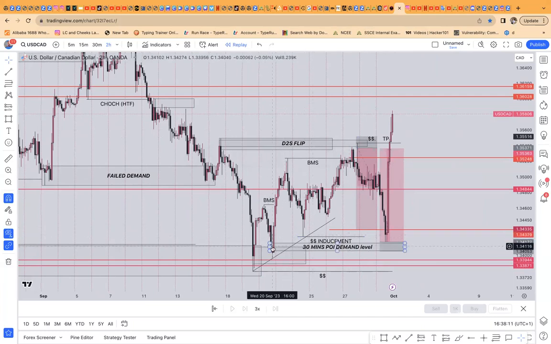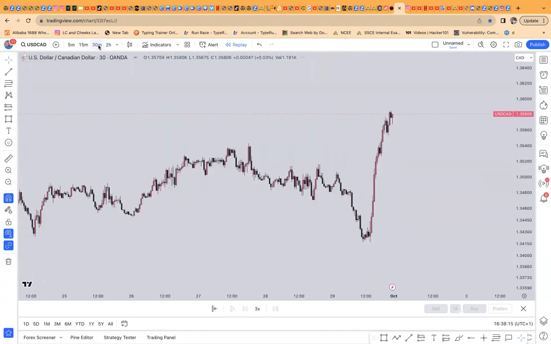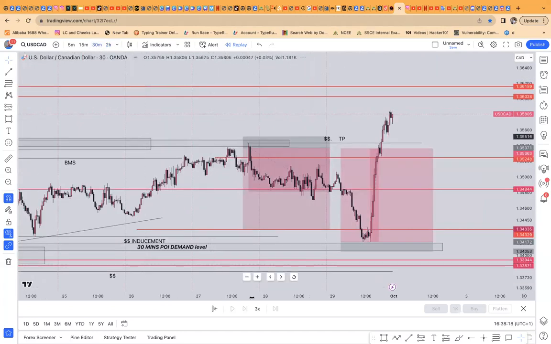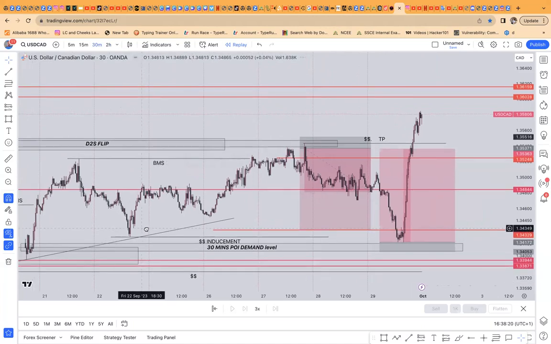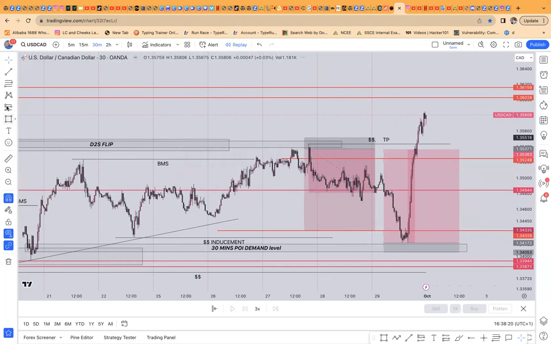Immediately marked out this our 30 minutes order block. Let's look at that quickly. 30 minutes POI. You see very clearly price came to mitigate this 30 minutes POI, and it was clearly marked up. So I will have to do this.